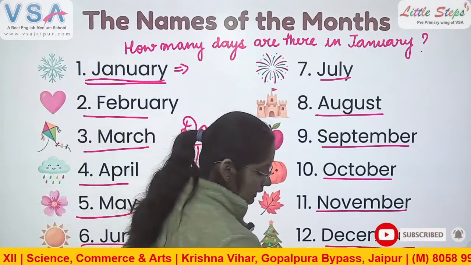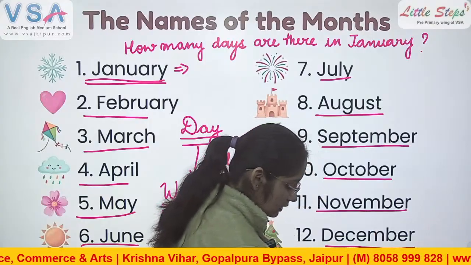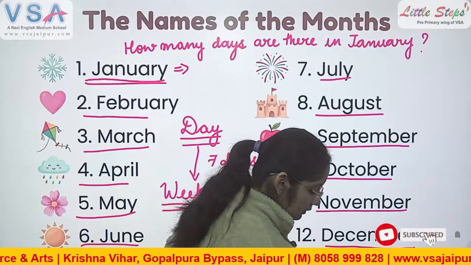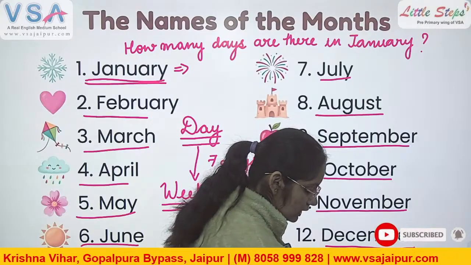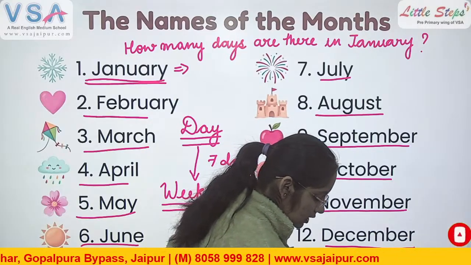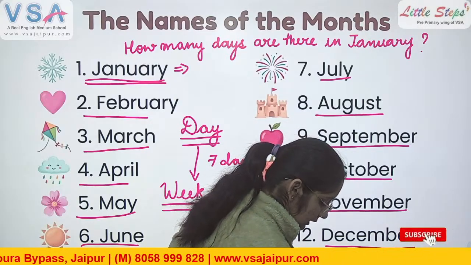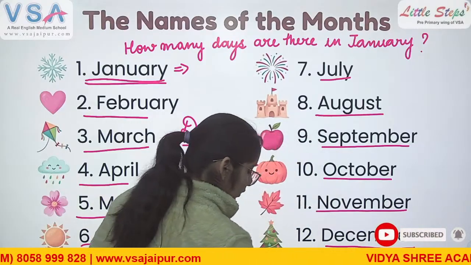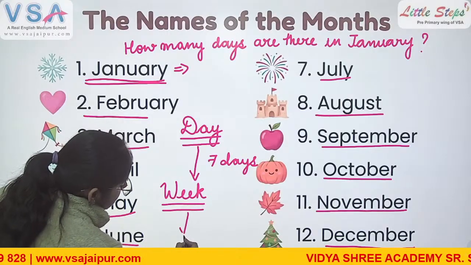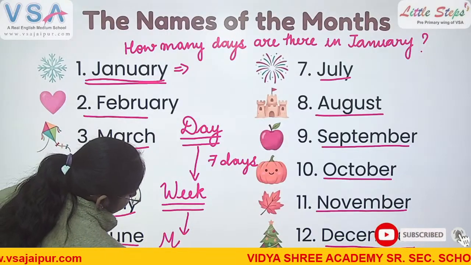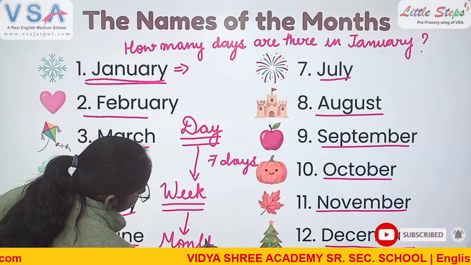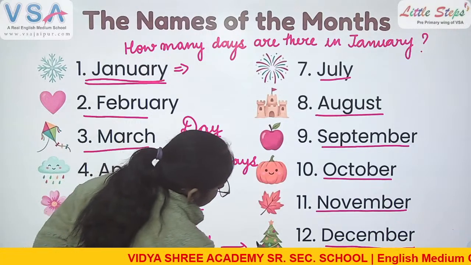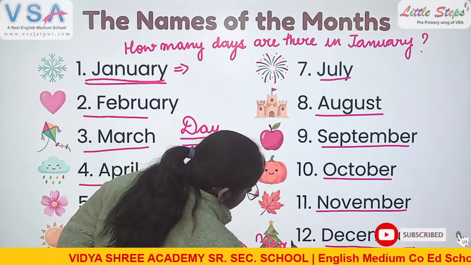जब हम बात करते हैं किसी 7 days के combine होने की, when 7 days combine together, we get a week. And when these weeks combine together, we get a month. And when these months combine together, we get a year.